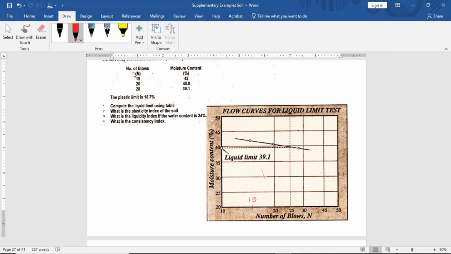So, let's look here. We have 20, 25, 30, 35, 40, 45, 50. Between 40 and 45, let's find the 42% moisture content. Let's say here, this is our 42%. We just find where they intersect. So here is our 15 blows, 42%.